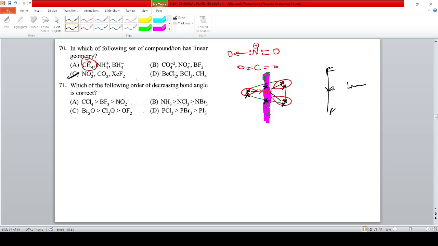70th question is option C. Right. Look at, there is some mistake here. There is no molecule like this. Okay, there is some mistake. We'll go for option 4. This is trigonal planar, no linear geometry. This is tetrahedral, not linear. So the only possible answer is option C. Linear geometry.